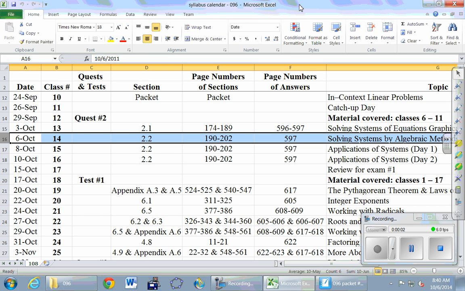So, a quick look at the calendar. Last class we talked about solving systems of equations using a graphical method. There are a couple of weaknesses of the graphical method.